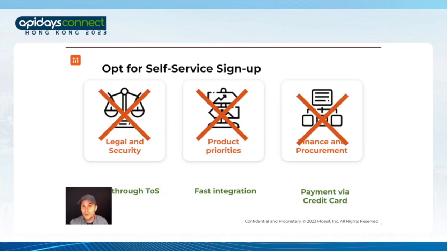In an ideal world, we obviously know that self-service is kind of the way to go. Click through terms of service. We have faster integration because there's not a bunch of hoops to go through in order to get signed up and ready to go. And then you can also do payment via credit card, which can be a lot easier and more predictable than if you have to invoice and collect or have transfers happen to you manually.